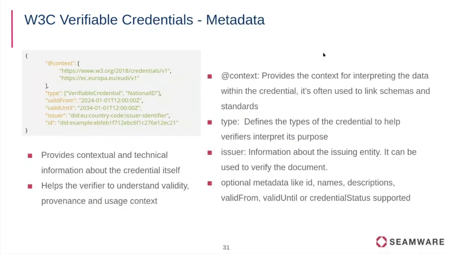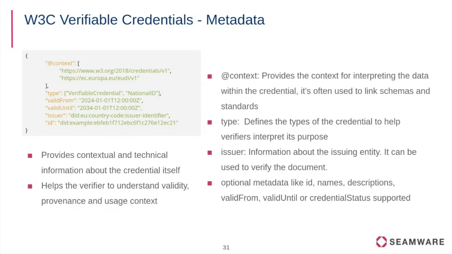Now, let's go into what each of those parts actually contains. The metadata itself provides the contextual and technical information about the credential. It, for example, defines what this credential is and how I need to interpret it when I get it. It helps the verifier to understand the validity, the provenance, and usage context. So not only what the contexts are and how I have to understand them, but also is this credential still valid, from which time to which time should it be valid, who issued it, and stuff like this. All of this is part of the credential metadata. That's not yet part of the payload, which actually contains the attestation about the user.